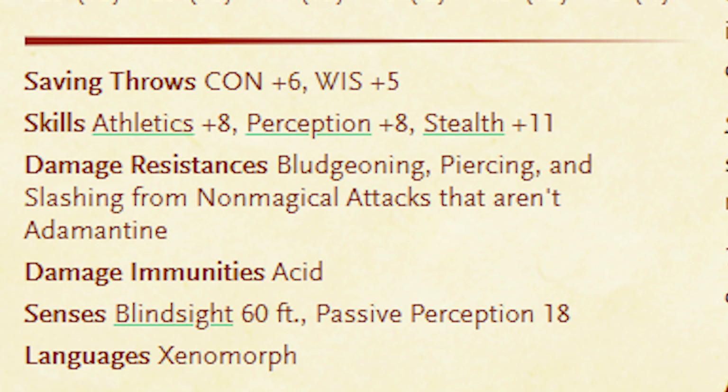Though it is not a language in the traditional sense, Xenomorphs can communicate with each other, as best seen with the Queen, so Xenomorphs can speak their own tongue. Plus, it might make for an interesting encounter if the party has a way to translate.